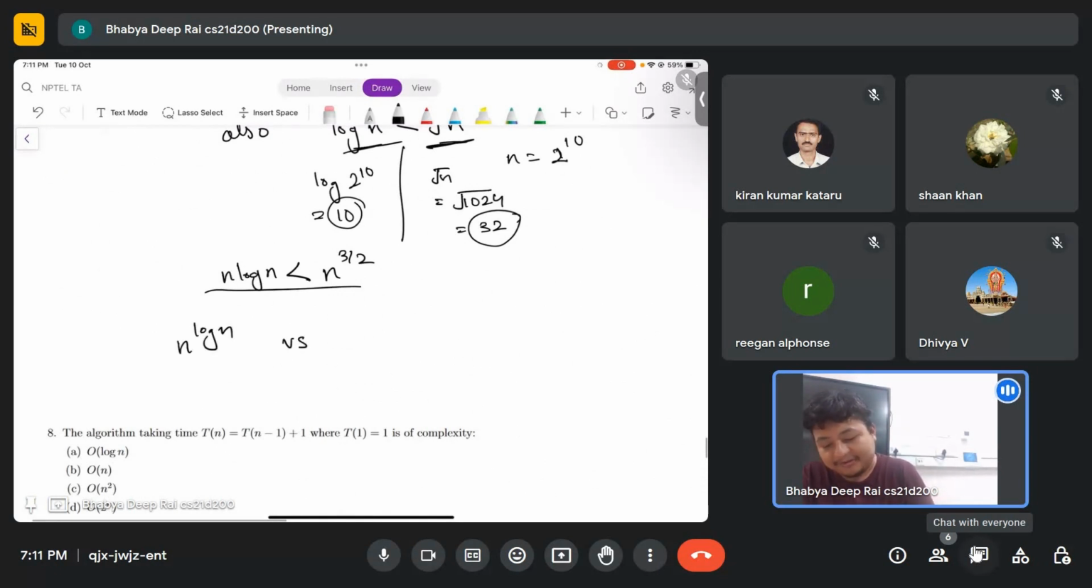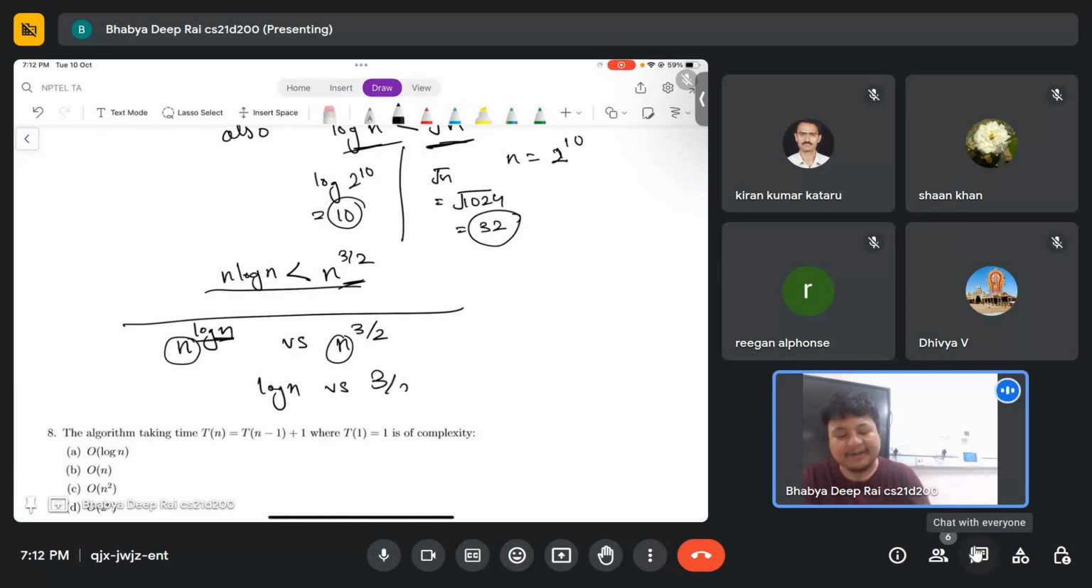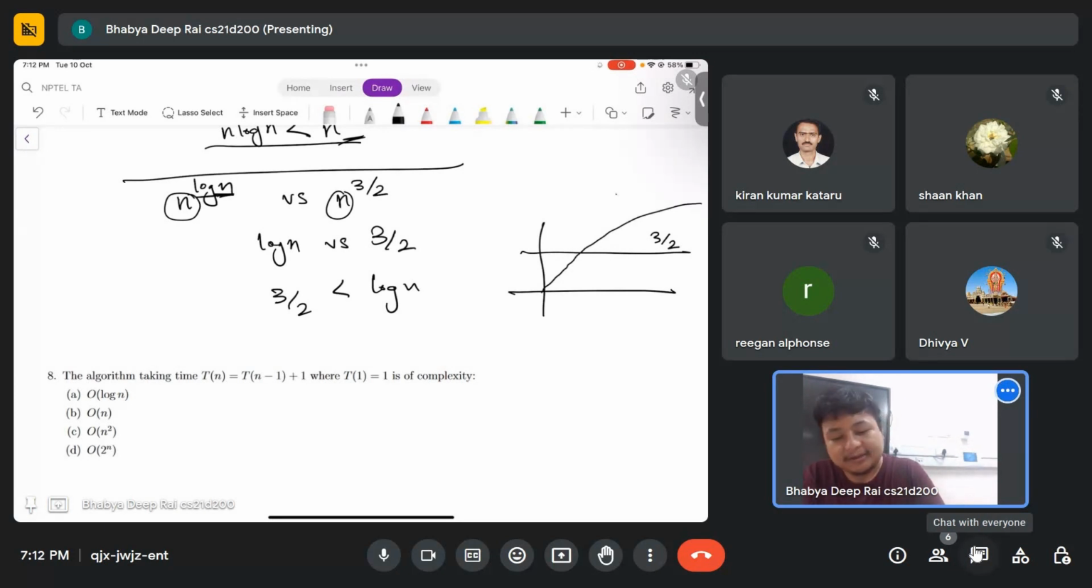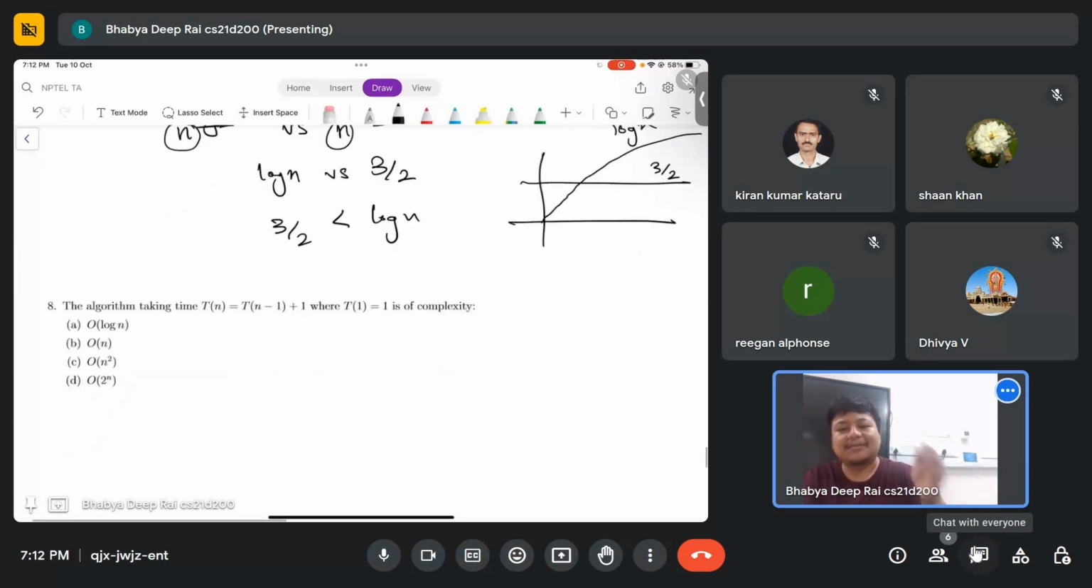Well, let us compare it with n to the 3 by 2. The bases are the same, but on one side you have log n as the exponent and on the other you have 3 by 2. Let's just compare the exponents. Obviously 3 by 2 is less than log n in the long run, because 3 by 2 is a constant. If you plot it in a graph, it will look like this, whereas log n will slowly grow and go across, and it will go over 3 by 2 at some point.